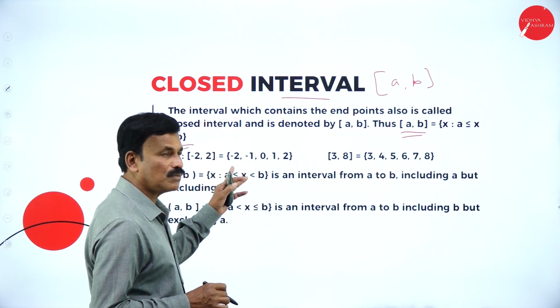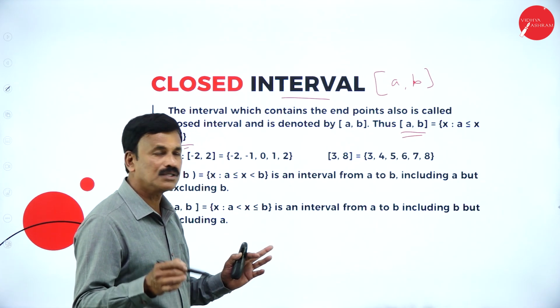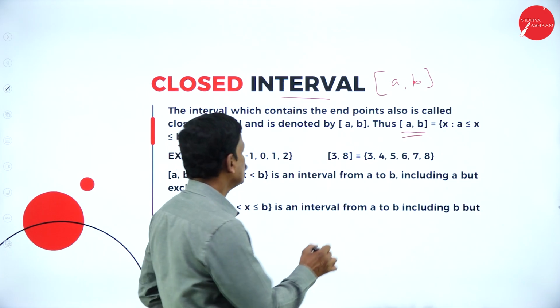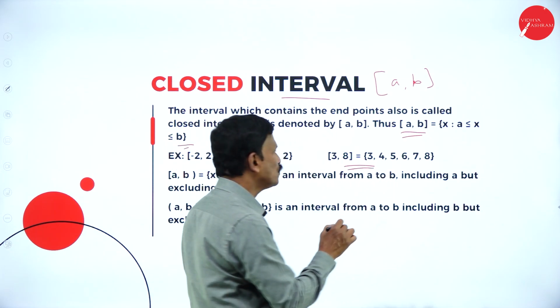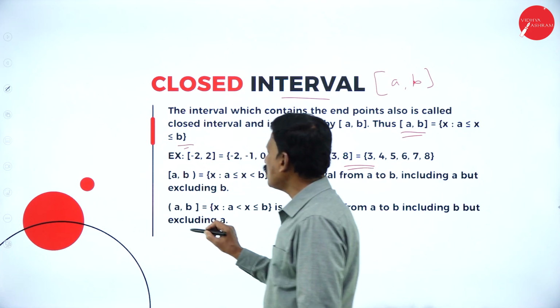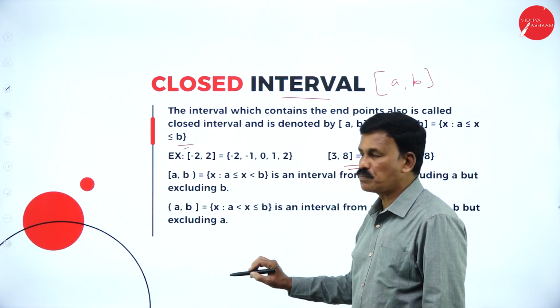Let us consider, for example, [-2, 2]. All the values in between -2 and 2, including -2 and 2, are -2, -1, 0, 1 and 2. Another example, [3, 8] means 3, 4, 5, 6, 7 and 8. If it is like this, [a, b) or (a, b], this is called a semi-closed and semi-open interval, or half-closed and half-open interval.